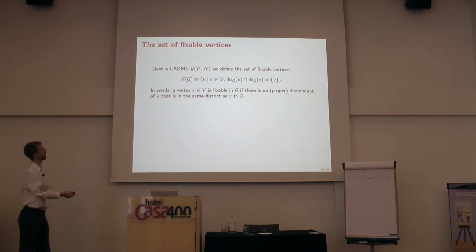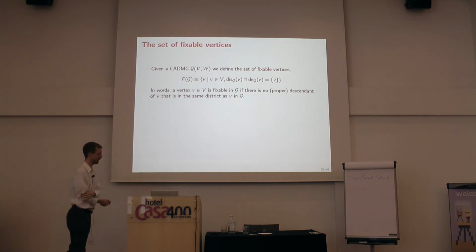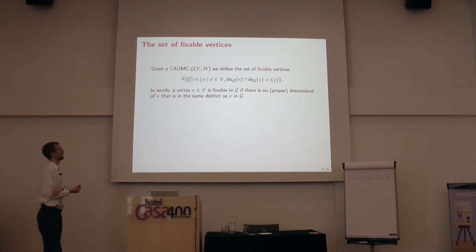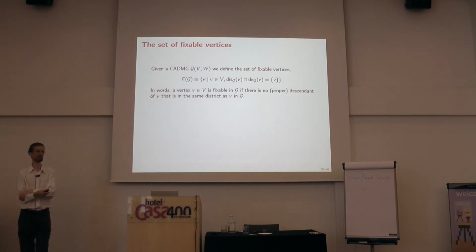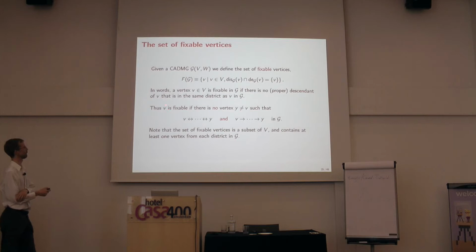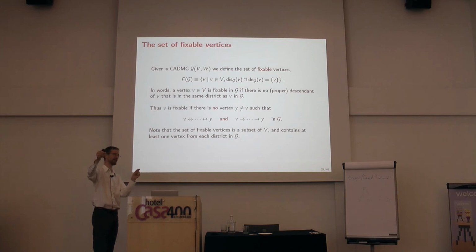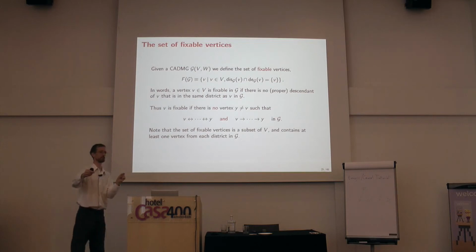Okay, so here's the key definition as to when something is fixable. A vertex will be fixable in a graph if it has no proper descendant that's in the same district that it's in. So another way of saying that is V is fixable if there's no other vertex Y that can be reached both by a path on which every edge is bidirected and by another path on which every edge is directed. So if V doesn't have any descendant that's also in the same district as V, then V is fixable.